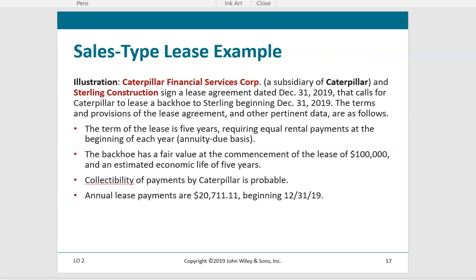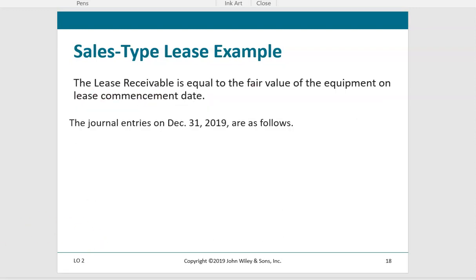Let's return back to that same exact example, but now let's look at the accounting treatment from Caterpillar's perspective rather than Sterling's perspective. Remember, the lease term is 5 years. The equipment that's being leased has a fair value of 100,000. Annual lease payments are 20,711 beginning on that inception date of the lease. So we're told that the lease receivable is equal to the fair value of the equipment on the lease commencement date. What we need to do is record that journal entry that's necessary on lease commencement date.